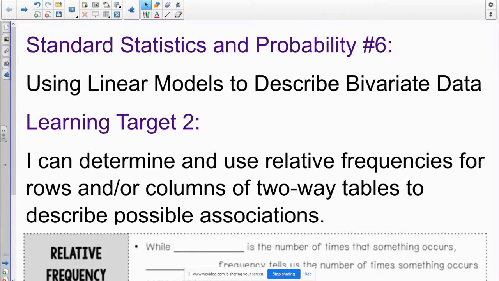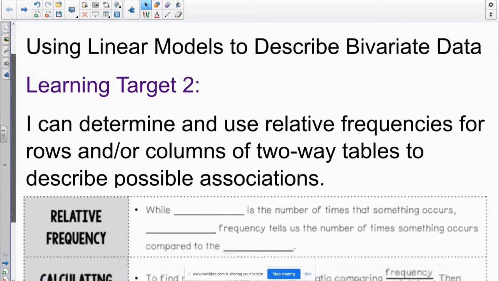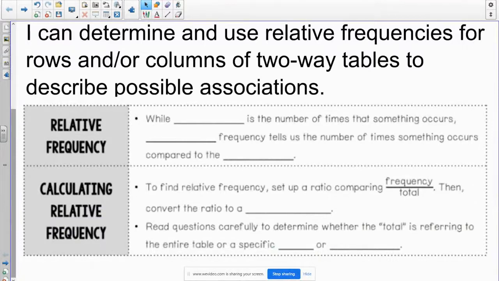Standard stats and probability number 6, looking at using linear models to describe bivariate data. We're looking at learning target 2, which happens to be the last learning target in this standard. I can determine and use relative frequencies for rows and columns of two-way tables to describe possible associations. So first of all, what is this relative frequency we speak of?